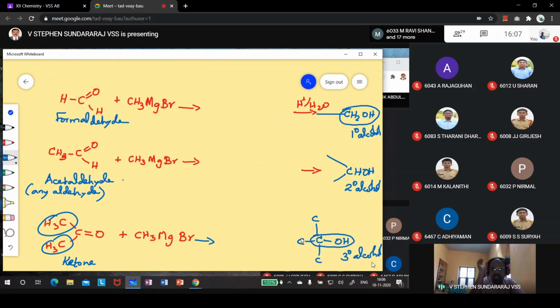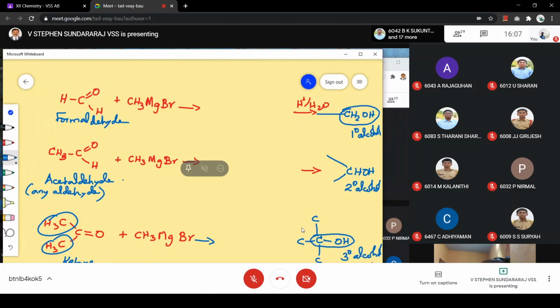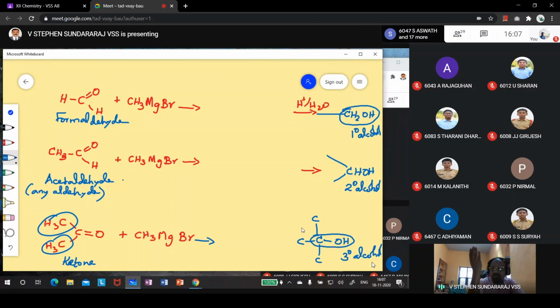Write down: aldehyde to alcohol or ketone to alcohol. This is the point you have to study. Aldehyde to alcohol, ketone to alcohol with more number of carbon, this is via Grignard reagent. This is actually called nucleophilic addition. That I will not explain now.